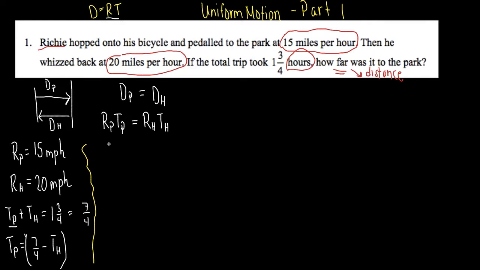All right. So let's start subbing things in. RP is 15, so I replace that with 15. TP is this whole expression, 7/4. That looks like a 9, but it should be a 4, so let me fix that. 7/4 minus TH.